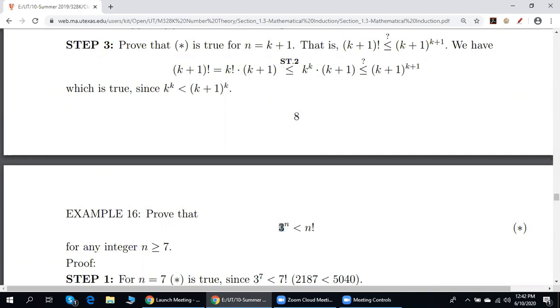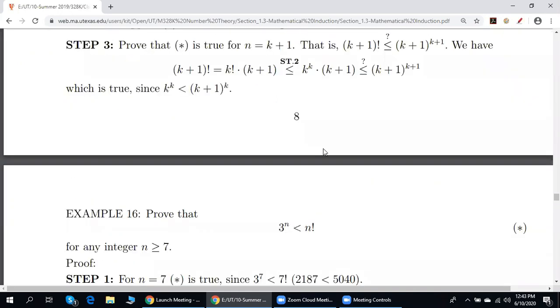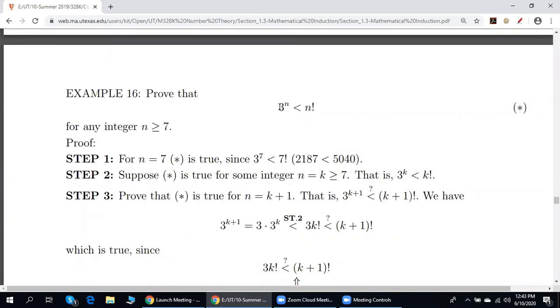One can show that no matter which integer we put here, n factorial will be greater than a to the nth power starting from some number. Here, n factorial is greater than 2 to the nth power starting from 4. Here, n factorial is greater than 3 to the nth power starting from 7. The basic idea is the same. We show that this is true for n equal to 7. Suppose this is true for n equal to k, where k is greater or equal to 7.